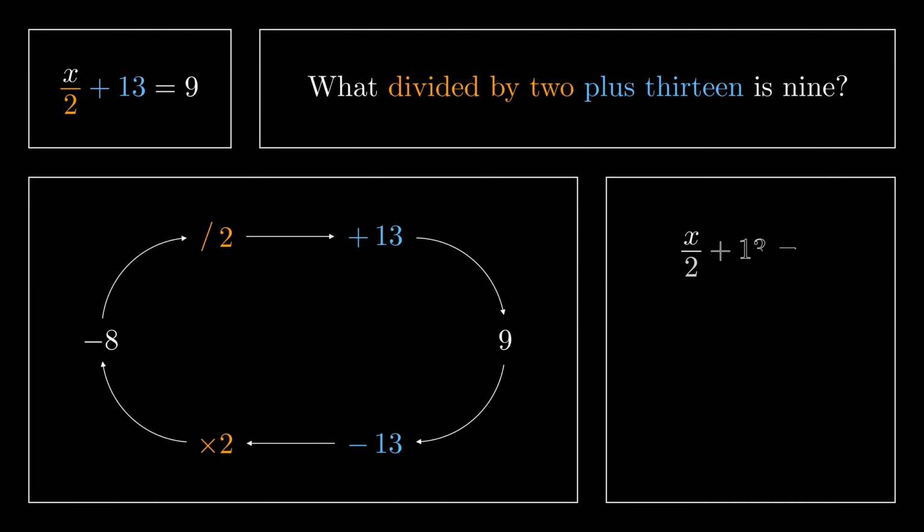Here's how you would write this out. The first thing we did was subtract 13 from both sides. Cancel out the 13s on the left, bring everything else down. Evaluate. 9 minus 13 is negative 4. Then multiply both sides by 2. Cancel out the 2s on the left, bring everything down. Evaluate. Negative 4 times 2 is negative 8, and that right there is the answer.